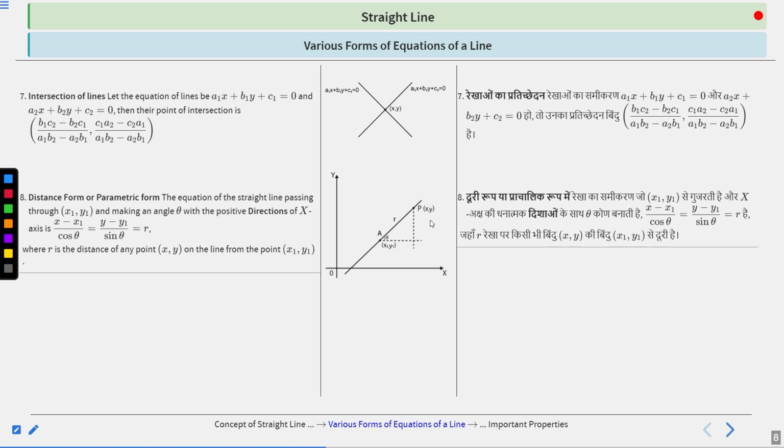Now the equation of this line can be written as x minus x1 upon cos theta is equal to y minus y1 upon sin theta is equal to r, where r is the distance of any point x, y on the line from the point x1, y1. Got it? So in this way, you can represent the line in parametric form.